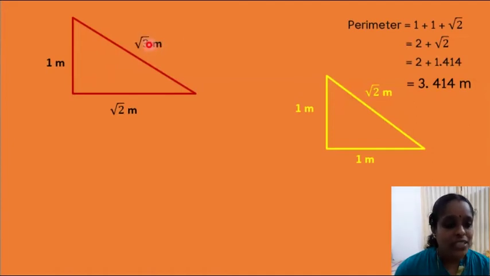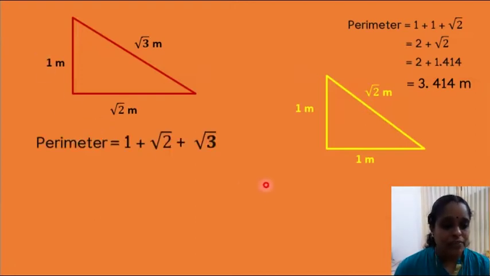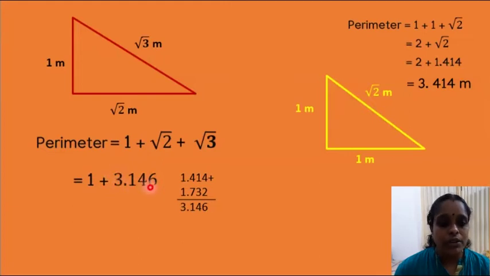Again I am going to find the perimeter of the second triangle. That's equal to 1 plus root 2 plus root 3. And first, you know that the value of root 2 is 1.414 and the value of root 3 is 1.732. I am going to add these two numbers and I get 3.146. So the perimeter is equal to 1 plus 3.146, that's equal to 4.146 meter. So the perimeter of the second triangle is 4.146 meter.